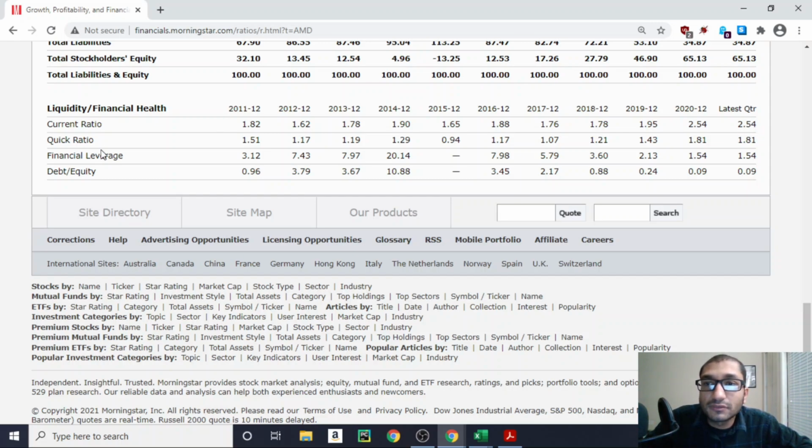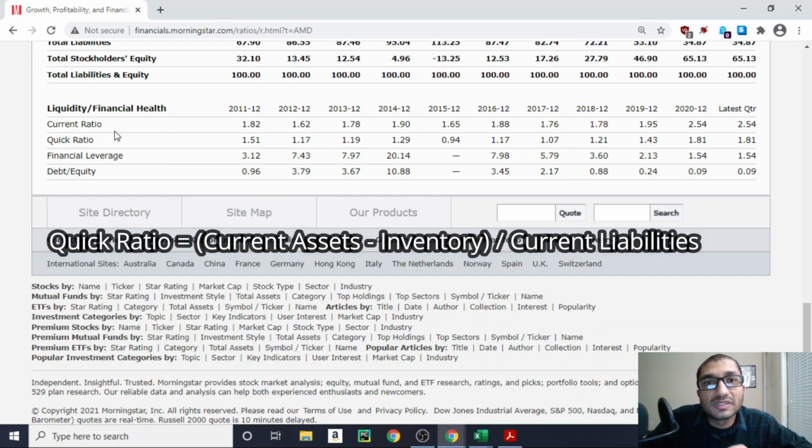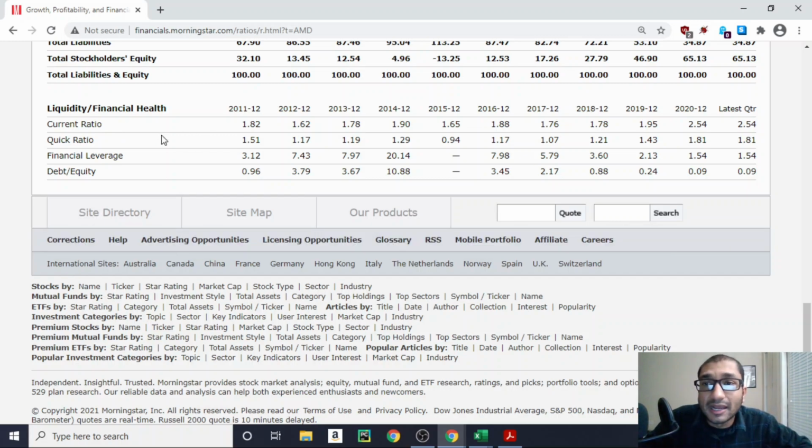Next is the quick ratio. The quick ratio is similar to the current ratio, except we disregard the inventory component. In other words, quick ratio is equal to current assets minus inventory divided by current liabilities. Ideally, we want to invest in companies that have a quick ratio of greater than 1, as this indicates that the company does not have to rely on selling its inventory in order to stay liquid. Back in 2011, the company's quick ratio was at 1.51, and for the latest quarter, it's at 1.81.